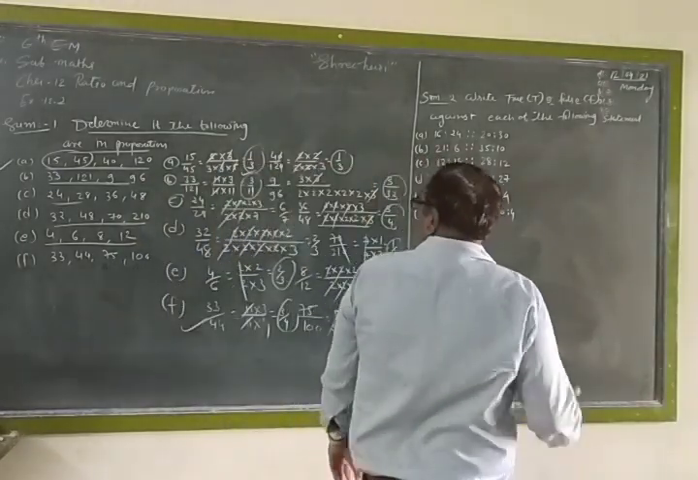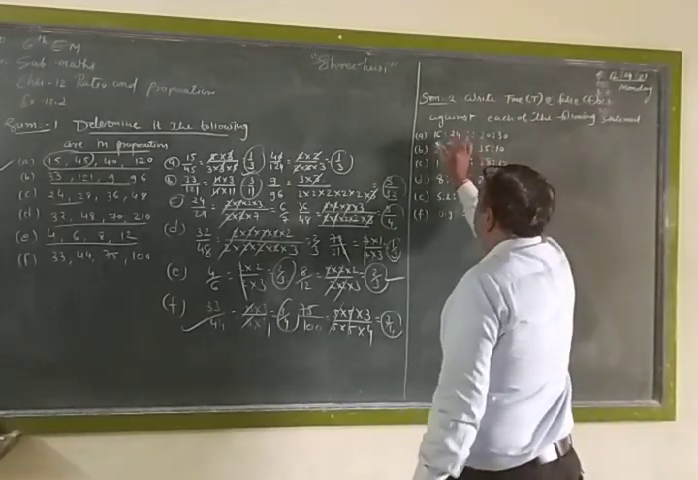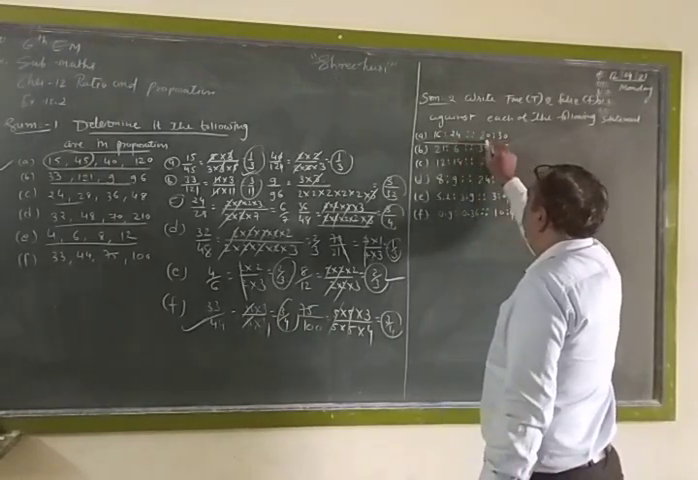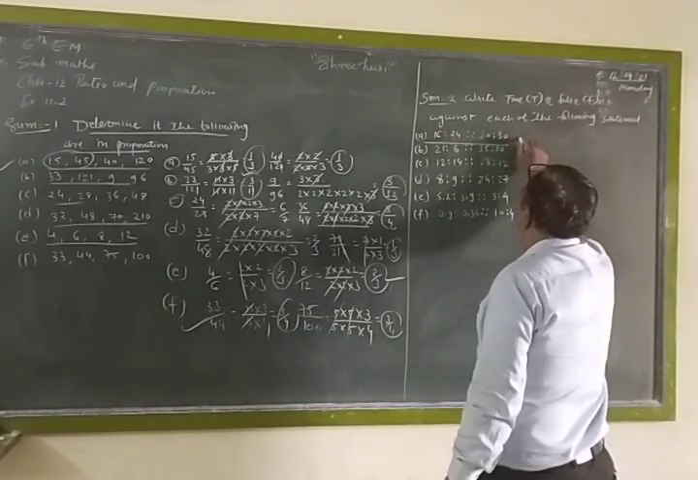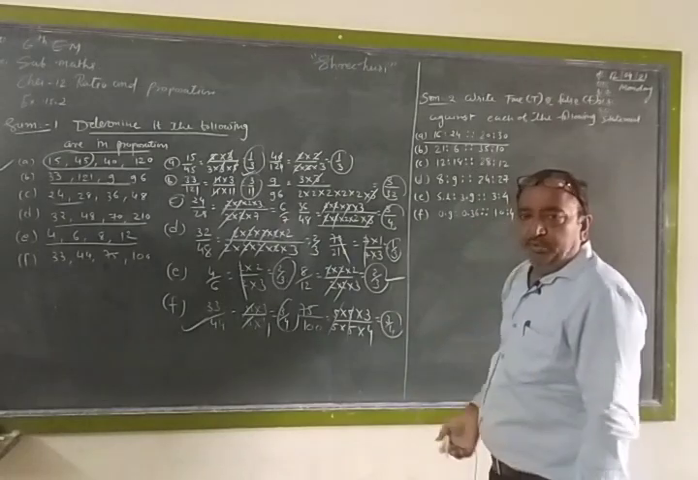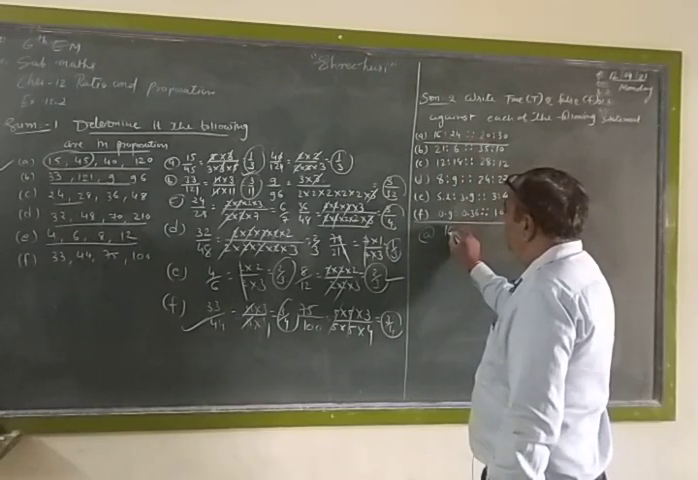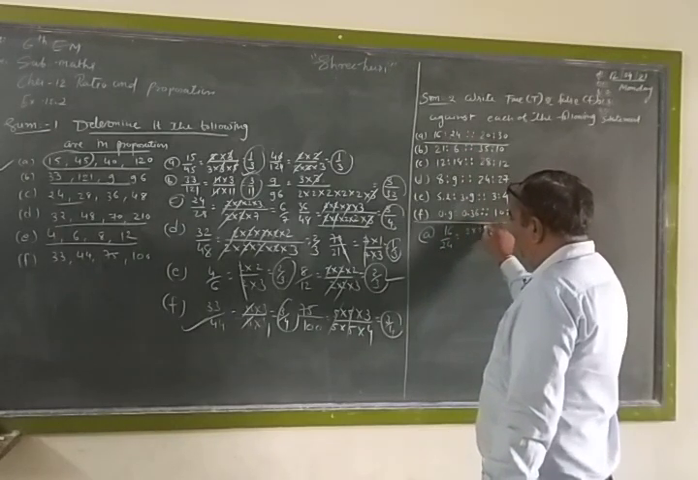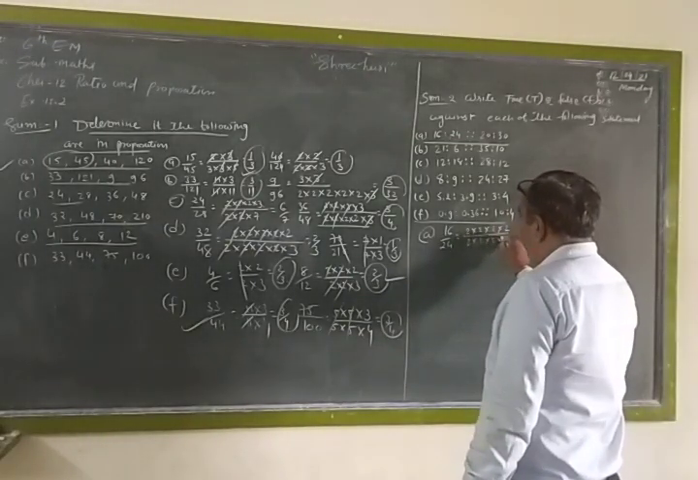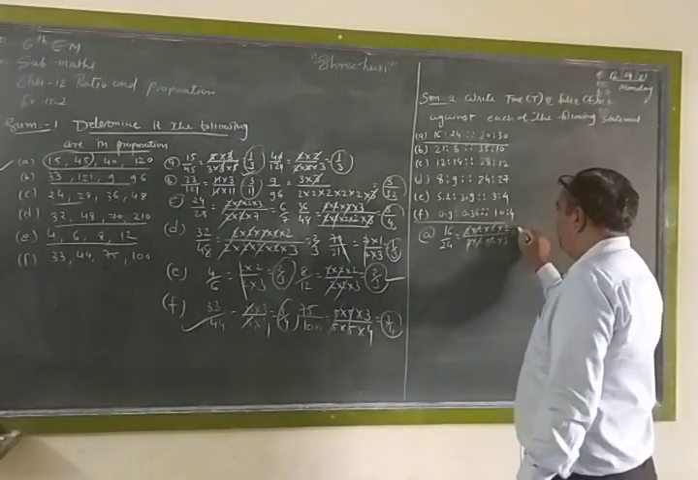Friends, now sum number 2: write true or false against each of the following. We have 16 is to 24, and 20 is to 30. Is it in proportion or not? If the reduced form of both comes out the same, then it is true, otherwise it is wrong. Now answer A: first 16 upon 24. 2 2s are 4, 2 4s are 8, 2 8s are 16, 2 2s are 4, 2 4s are 8, 3 8s are 24. Cutting, the answer is 2 upon 3.